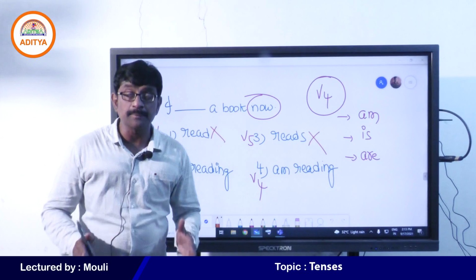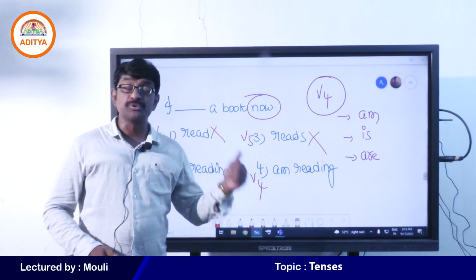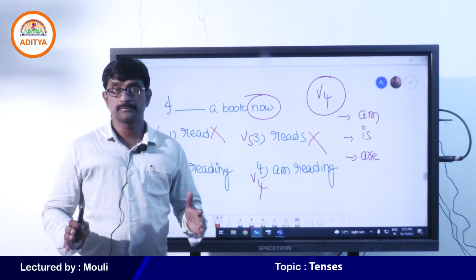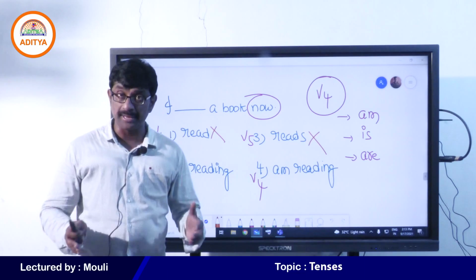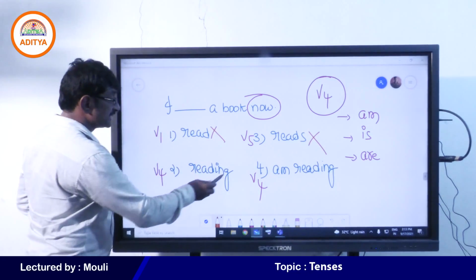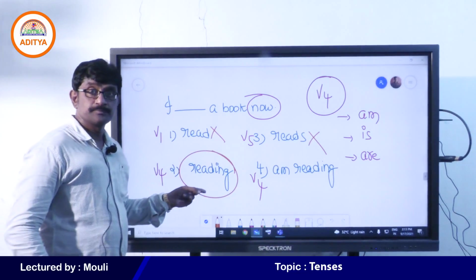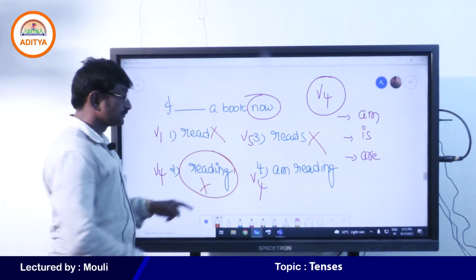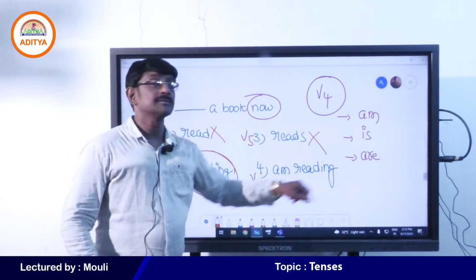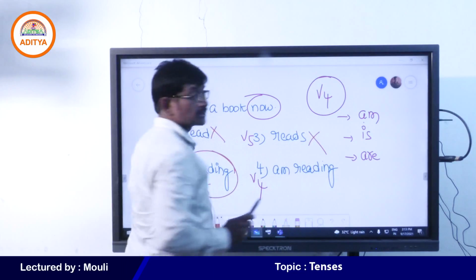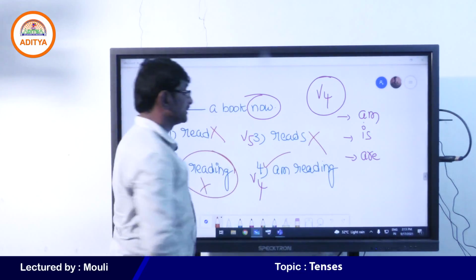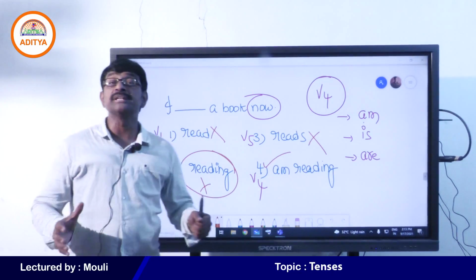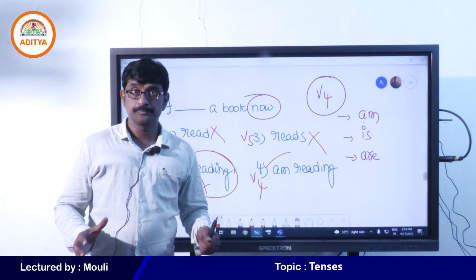Without a helping verb, you cannot use them. So this is the way. Here, only "reading" alone came, so this is a mistake. Only here "am reading": "I am" is suitable. So "am reading" is the right answer. I am reading a book now.